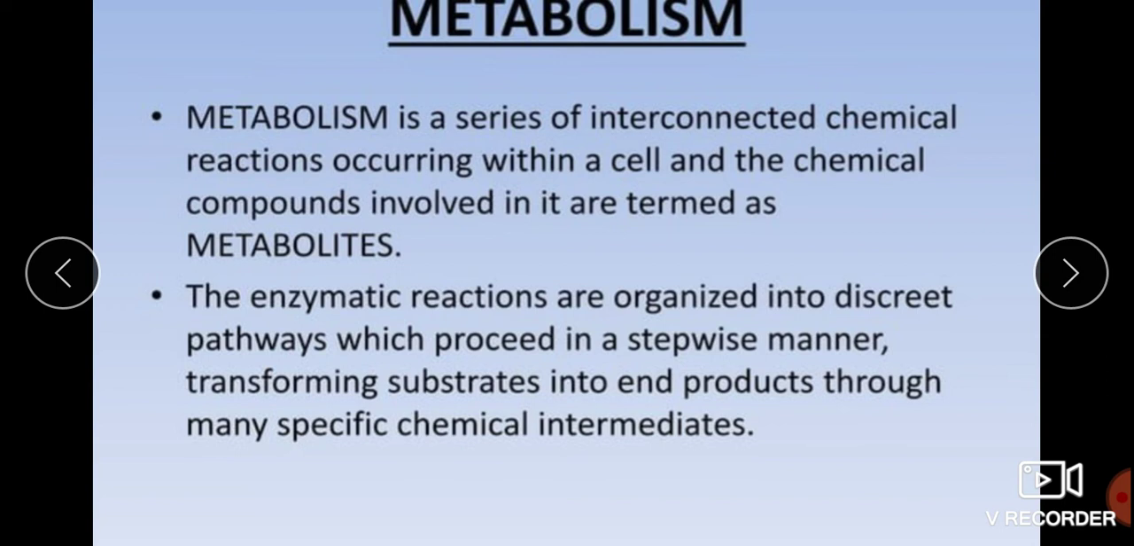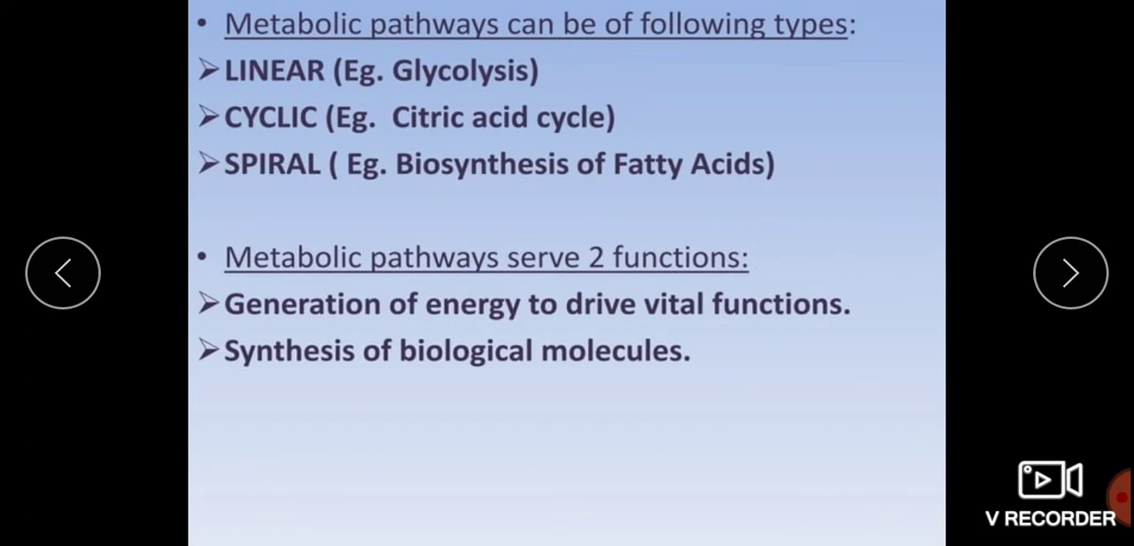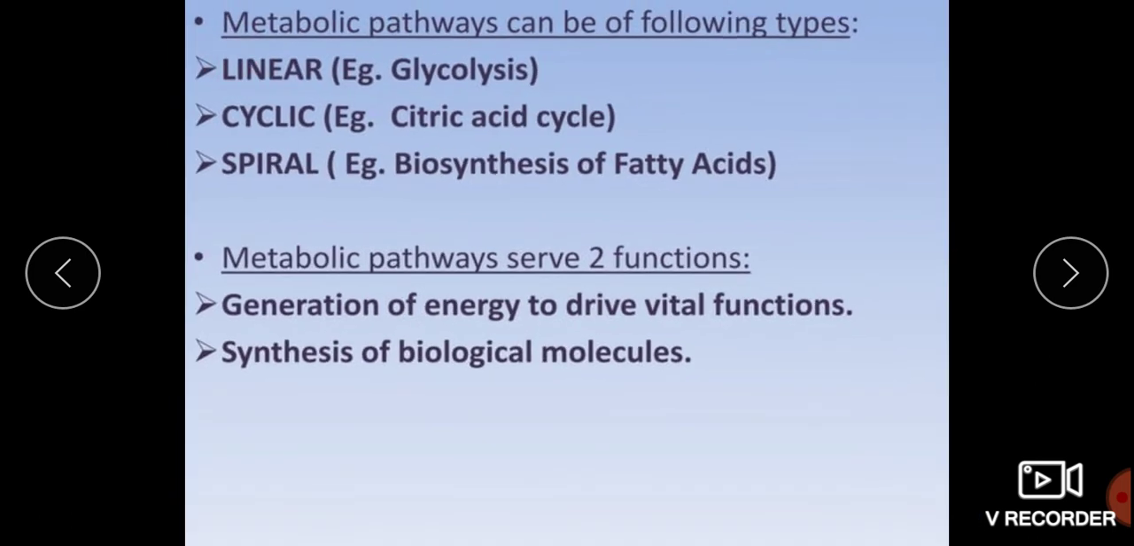For a metabolic reaction there is a need for enzymes, and the enzymes play an important role in a stepwise manner, which converts a substrate into an end product. The metabolic pathways can be of the following types. It may be linear, for example glycolysis, or the EMP pathway. It may be cyclic like the citric acid cycle, or it may be spiral like biosynthesis of fatty acids.